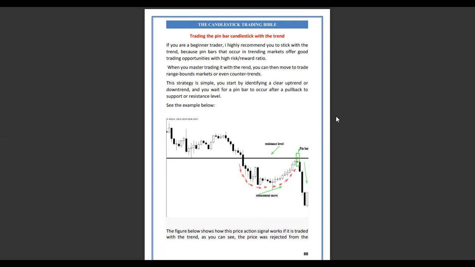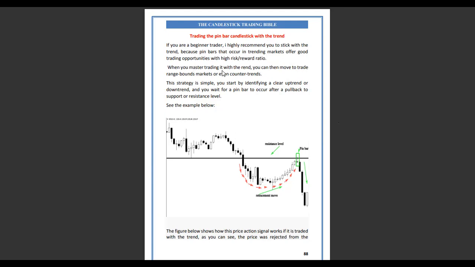So today we're going to talk about trading pin bar candlesticks with a trend. Remember last time we spoke about the pin bar candle strategy and trading statics. So today, trading the pin bar candlesticks with a trend. If you are a beginner trader, I highly recommend you stick with the trend, because pin bars that occur in the trading market offer good trading opportunities with a high risk reward ratio.